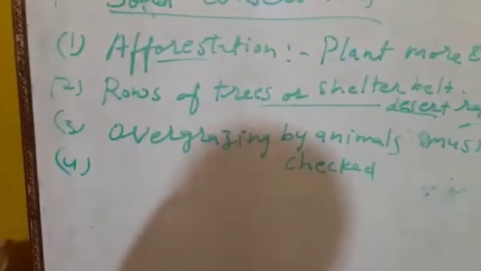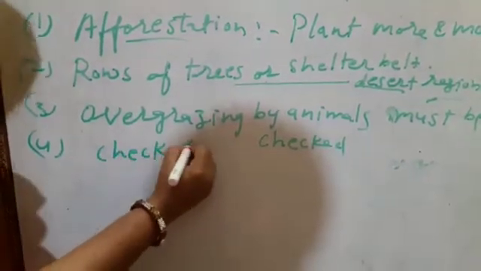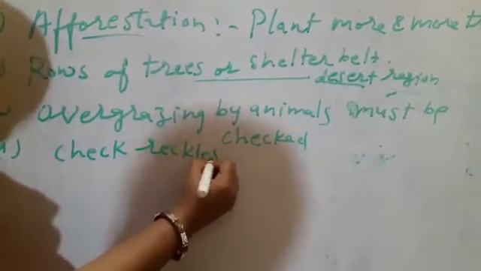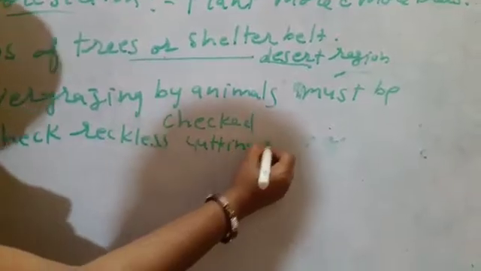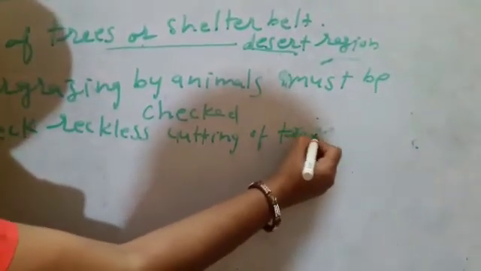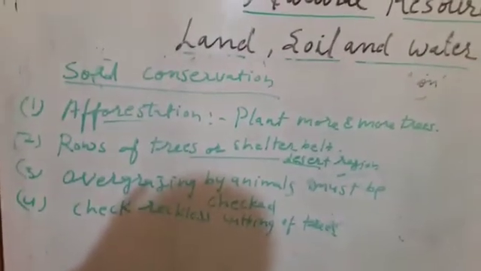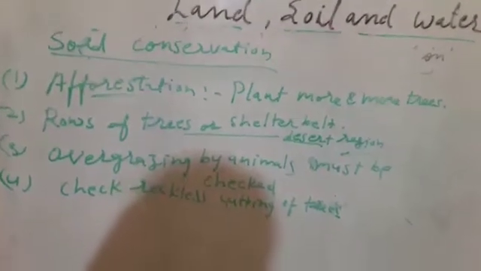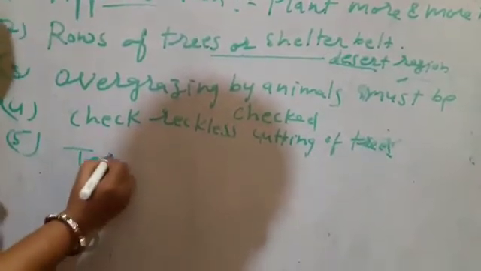Fourth one, steps should be taken to check reckless cutting of trees, or we can say felling the trees. Fifth one, the terrace farming.